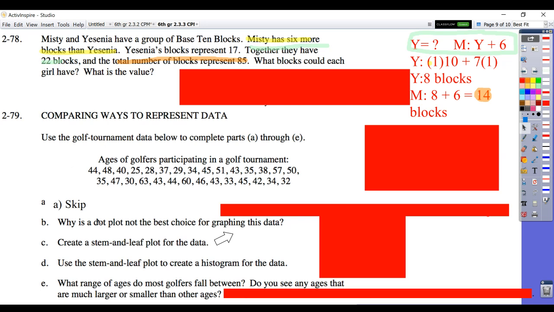All right, so when you look at this data, how spread out it is, you look at the fact that there's not much repetition to the data, there's not many that come up multiple times. Why is a dot plot then not a good way to represent it? Then instead, they want you to create a stem and leaf plot for the data.